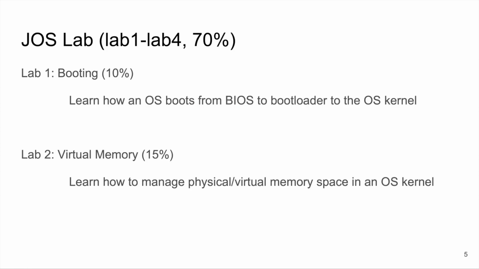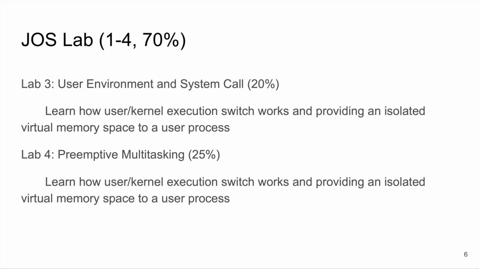Next is about JOS Labs. In this term, we will cover 4 JOS Labs from Lab 1 to Lab 4. Entirely, these lab projects will take 70% of your grade points. For example, Lab 1 is about booting, starting from BIOS to bootloader to kernel, and it will take 10% points. Lab 2 is about implementing a virtual memory manager, and it will take 15% points. Lab 3 is about implementing user environment and system calls, and will take 20% points. And Lab 4, which is implementing preemptive multitasking and inter-process communication, will take 25% points towards your grade.